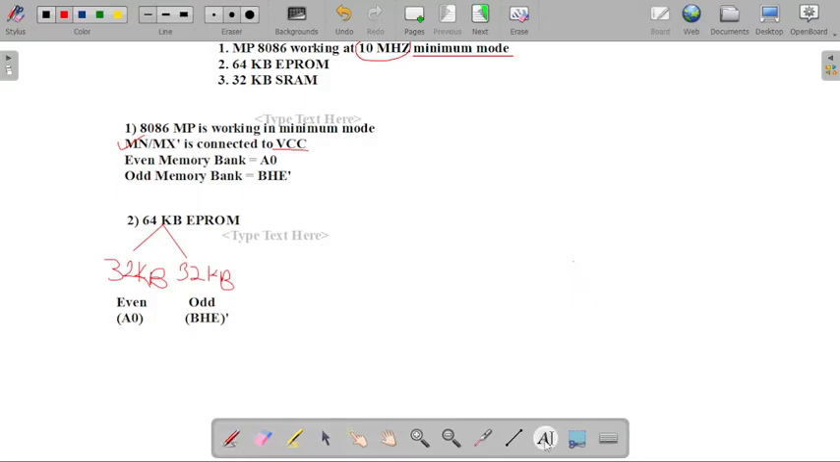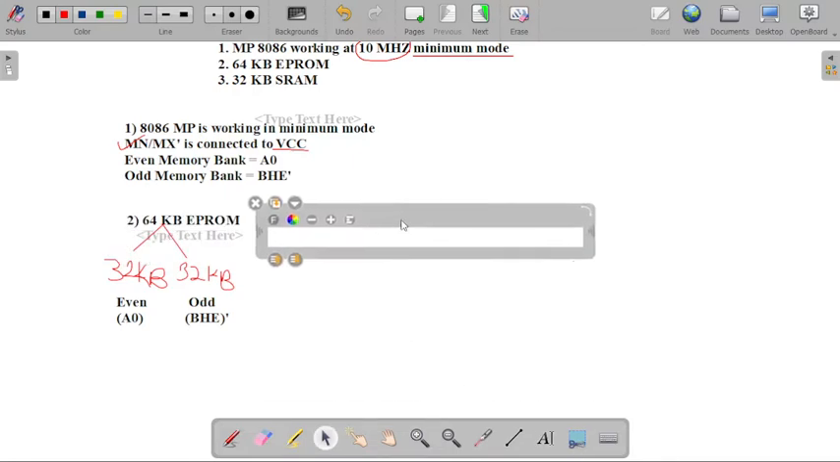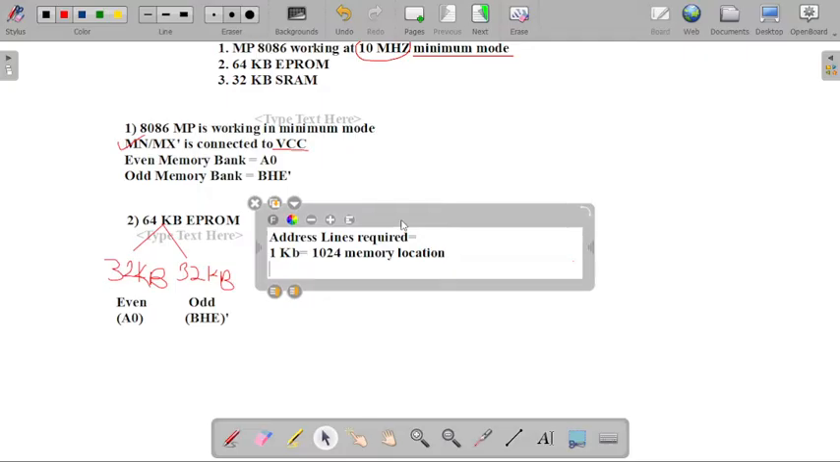Now we have to calculate how many address lines will be required for connection to this 8086 microprocessor. Here I am calculating the address lines required for our EPROM. So how can we calculate the address lines? For example, 1 kilobyte is equal to 1024 memory locations. In our even and odd memory bank, we have 32 KB of data available. So 32 KB is nothing but 32 into 1024 locations.